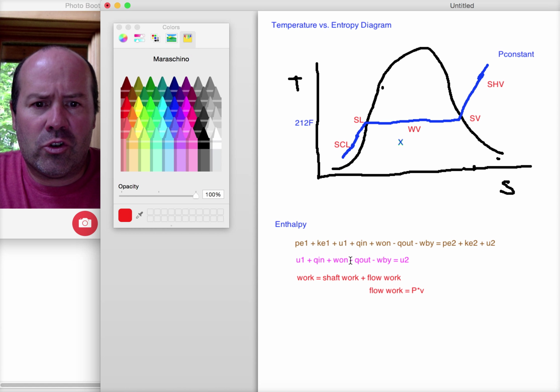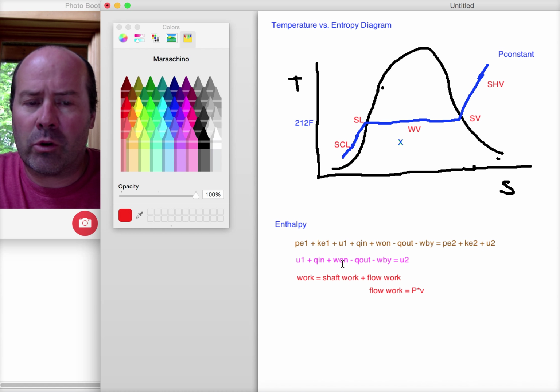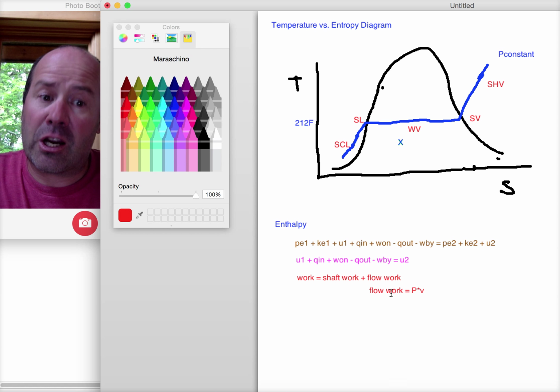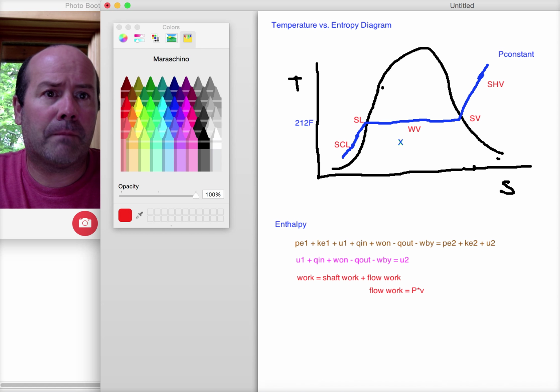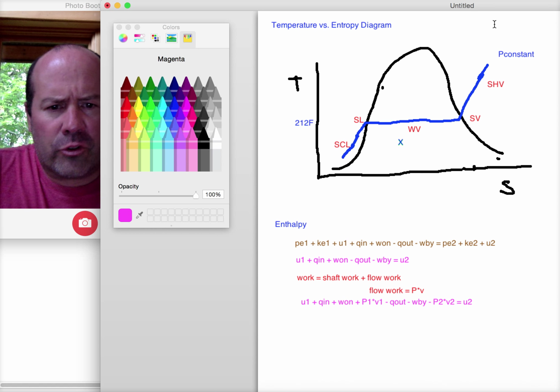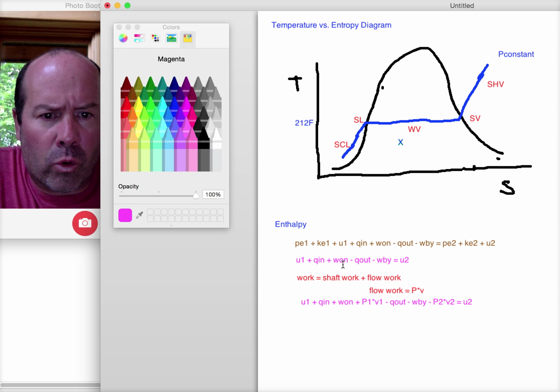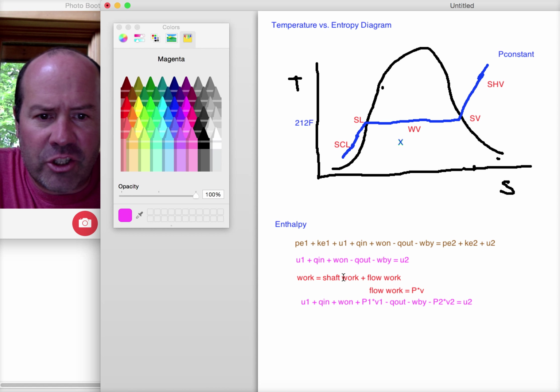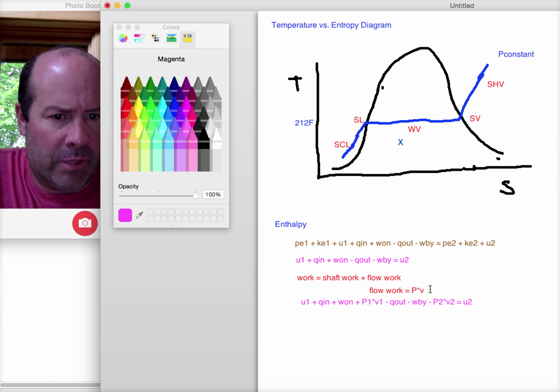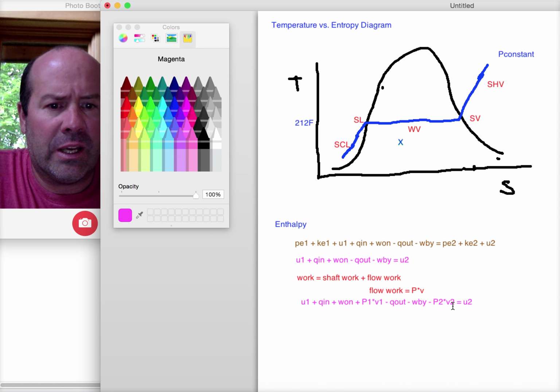When I go back into the first law, I'm going to let work on be shaft work on and work by be shaft work by. And I'm going to have to account for this flow work in the first law. I'm going to press pause, type that up, and then put it into place. So look what I've done here. I've taken the work term, broken it up into 2 parts, shaft work and flow work. I'm going to let work on be the shaft work, and then P1V1 be the flow work. Same with work by: the shaft work, and P2V2 is the flow work.